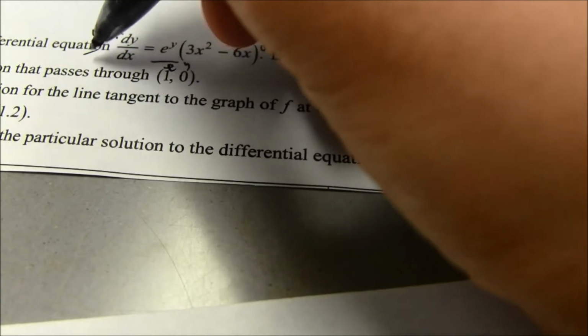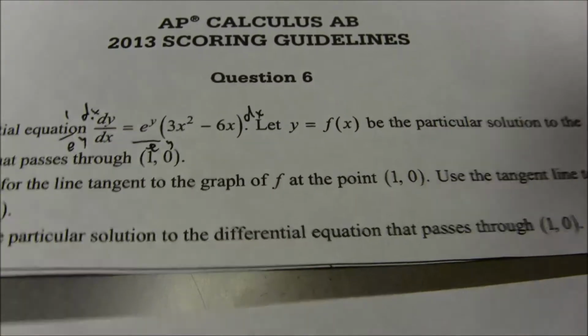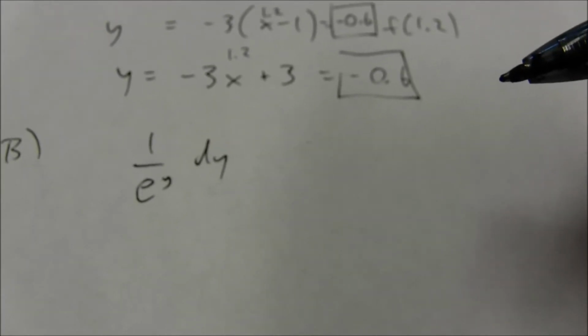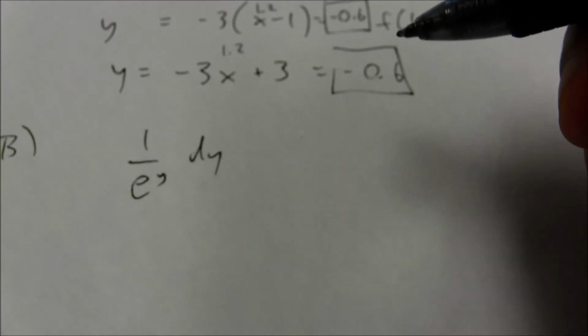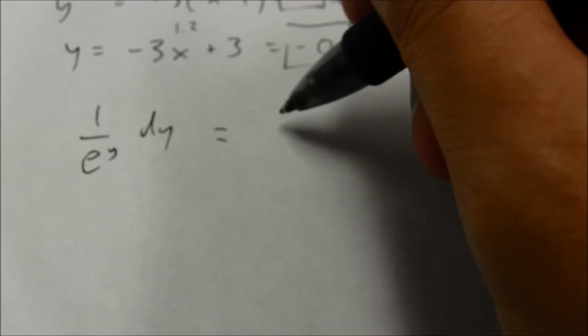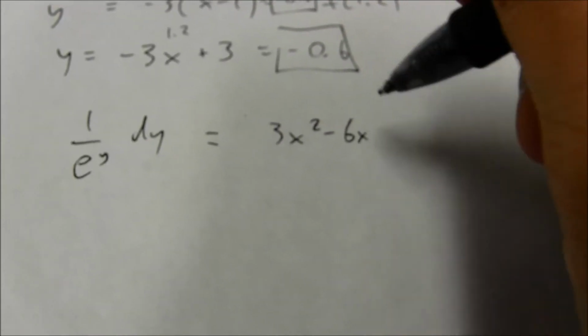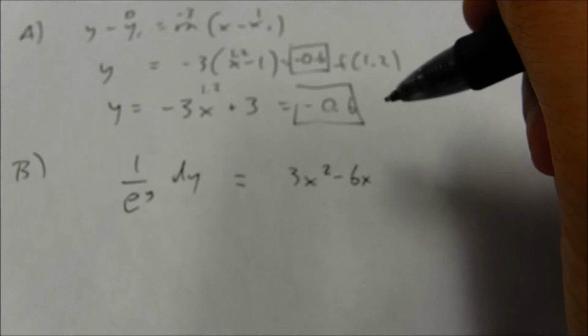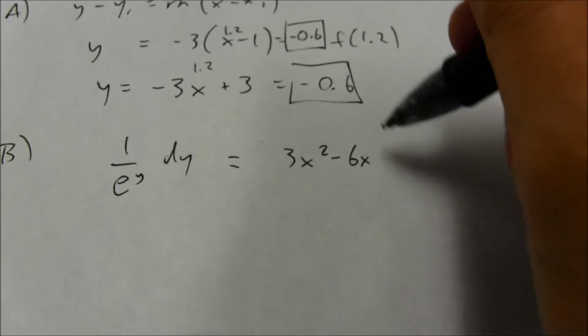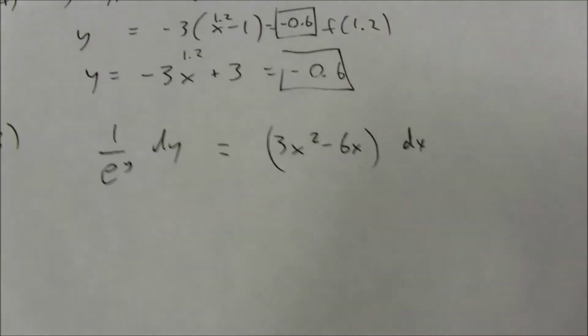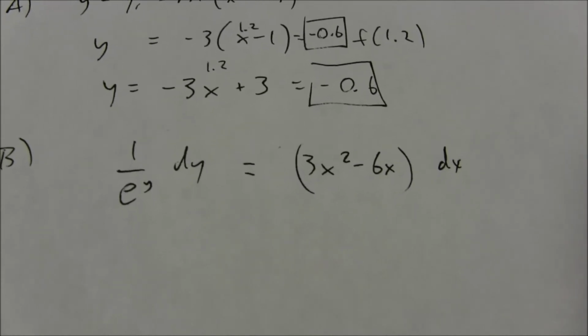And again, this is messy, and I should be writing this on paper. That's terrible. Anyway, let me write that here. On the left, I'm dividing by e to the y, and I have a dy left. And on the right-hand side, I still have the 3x squared minus 6x. I multiplied both sides by dx, so now that whole thing is multiplied by dx. Okay, so I have two things that are equal.